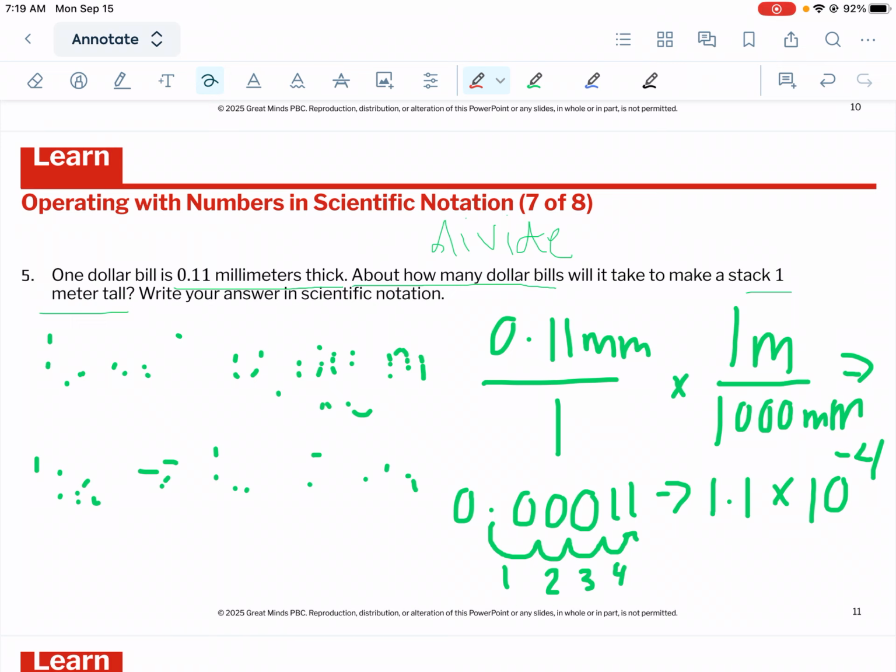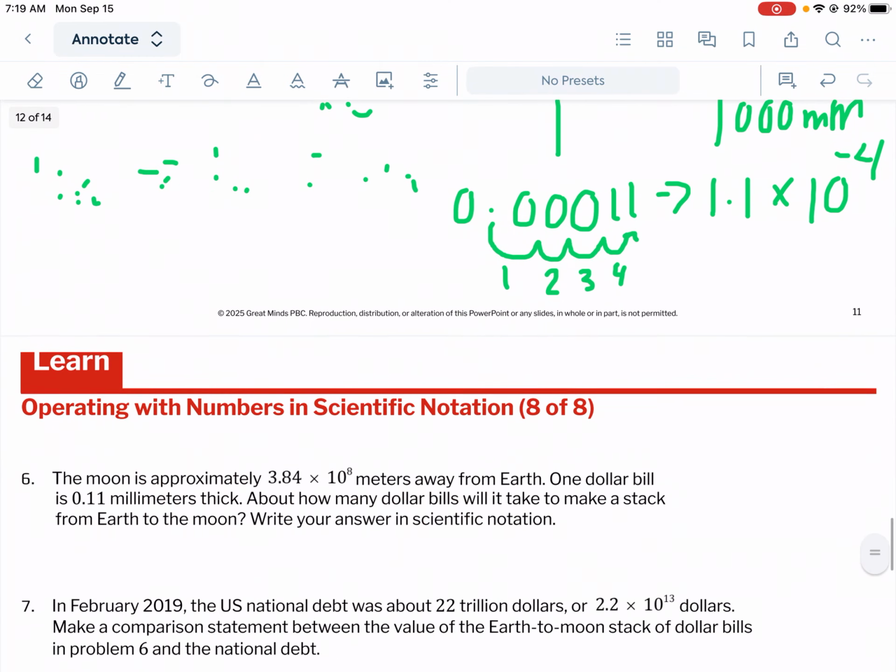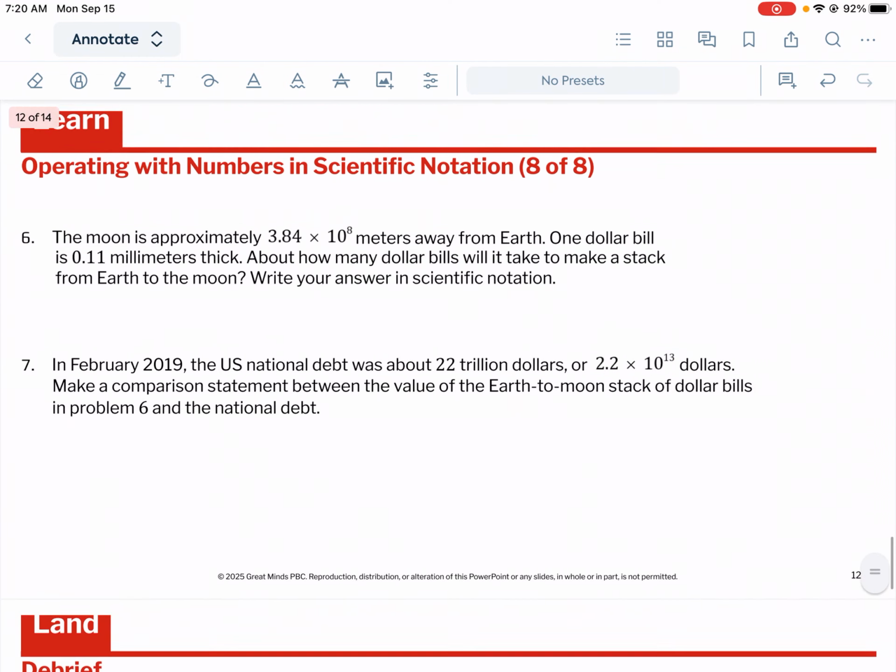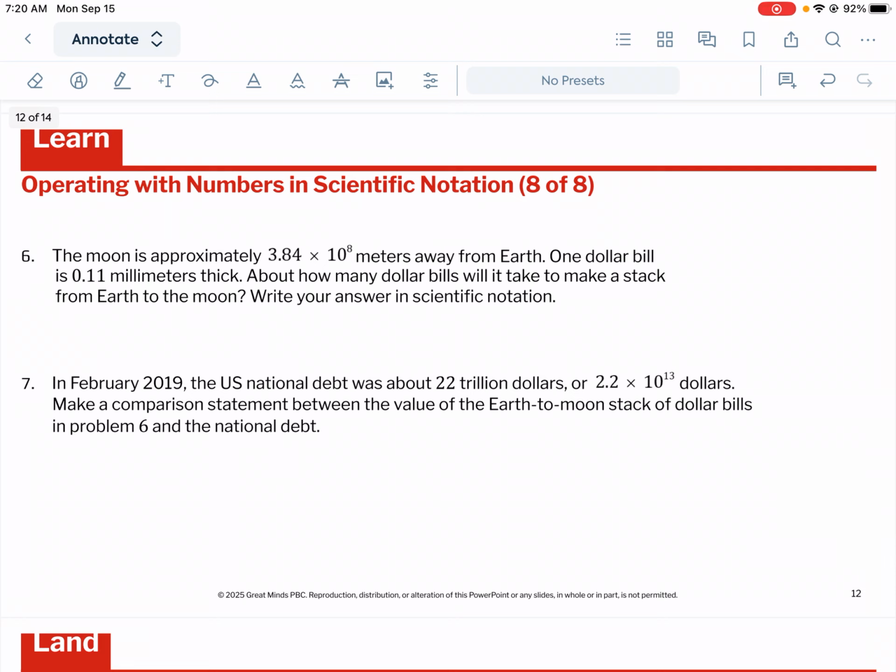If you're back now and you've done your division correctly, you should have the answer of 1.1 times 10 to the positive 4. That's how many dollar bills you need. Moving along. Our last couple of questions, and you will do these independently, but we will check together.